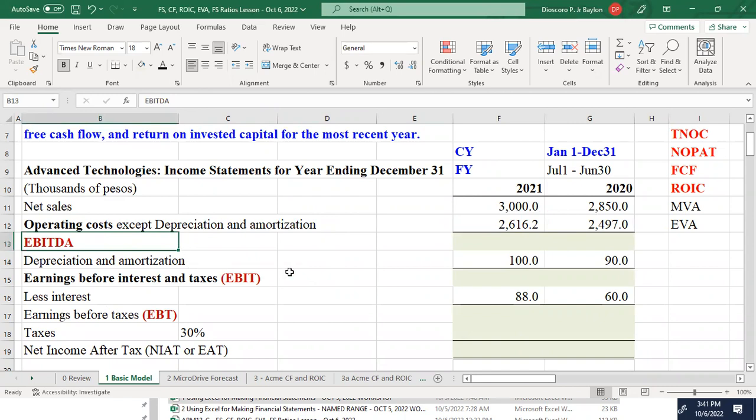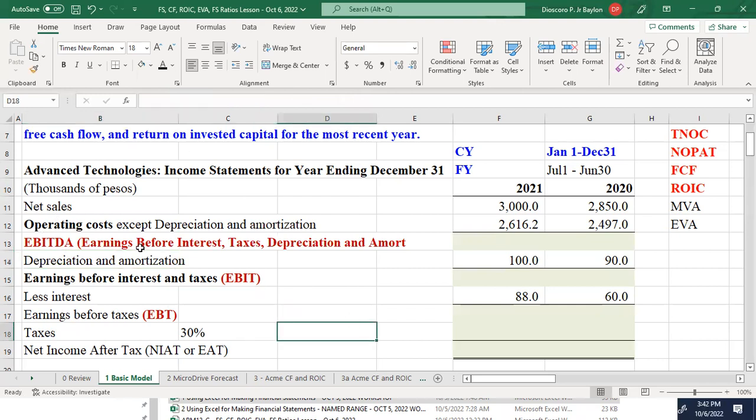What's the EBITDA? Earnings before interest, taxes, depreciation, and amortization. Let me write that. Earnings before interest, taxes, depreciation, and amortization. So that's your EBITDA. And for some, ginagamit din tong EBITDA na to for ratio analysis.